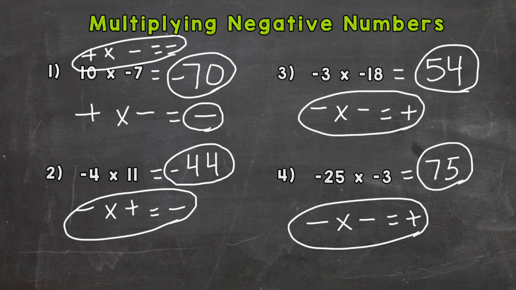Okay, so there you have it. Those are the rules for multiplying negative numbers. So a positive times a negative equals a negative, a negative times a positive equals a negative, and then a negative times a negative equals a positive.